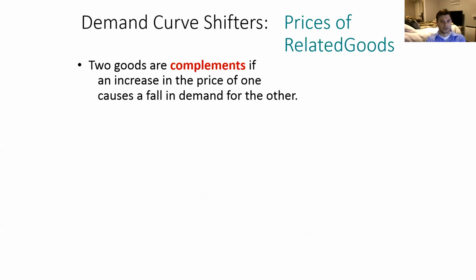With substitutes, on the other hand, when one good's price increased, that increased the demand for the other good. So with substitutes, we had a positive or direct relationship between the price of one good and the quantity demanded of the other. And with complements, we have an inverse relationship between the price of related goods and the demand of the good of interest.